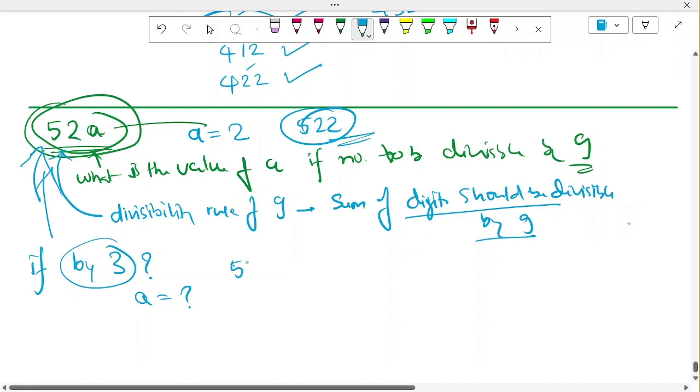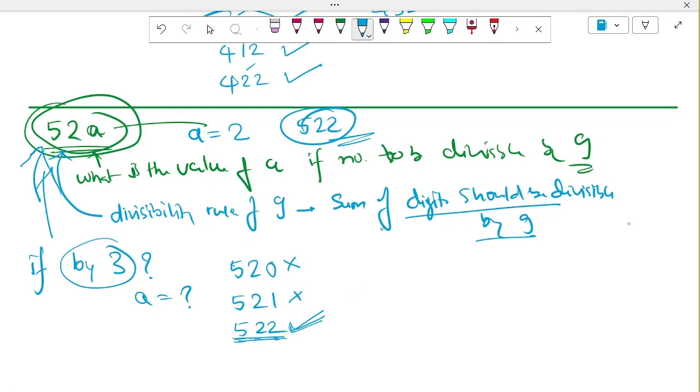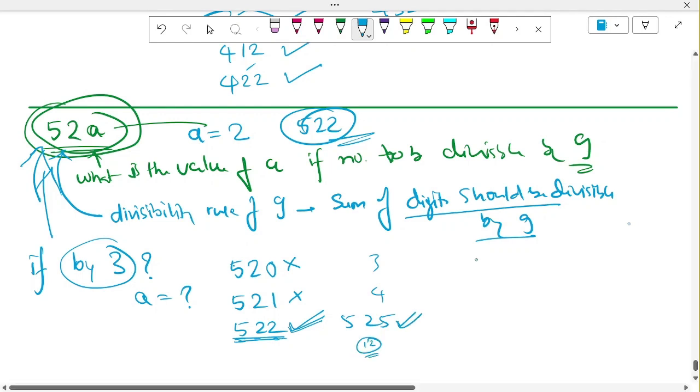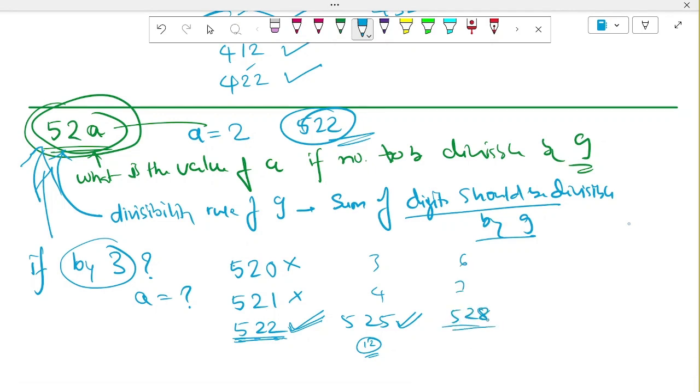You can see 5, 2, 0. This is not divisible by 3. 5, 2, 1. This is not divisible by 3. 5, 2, 2. If you add 5, 6, 7, 8, 9. Yes, 9 is divisible by 3. That's why 522 is also divisible by 3. Similarly, 525: 2, 3, 4, 5 gives me 12. 12 is divisible by 3. 528: you check this one. 8, 9, 10, 15. 15 is divisible by 3.